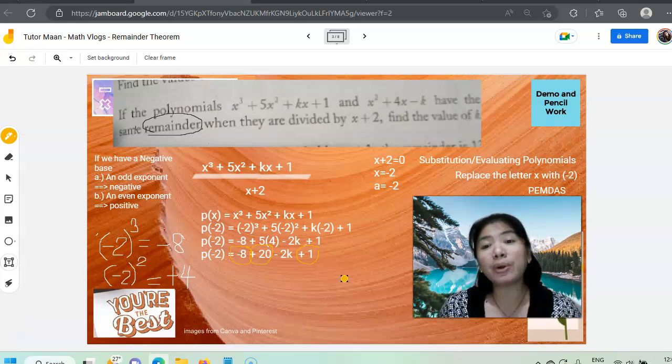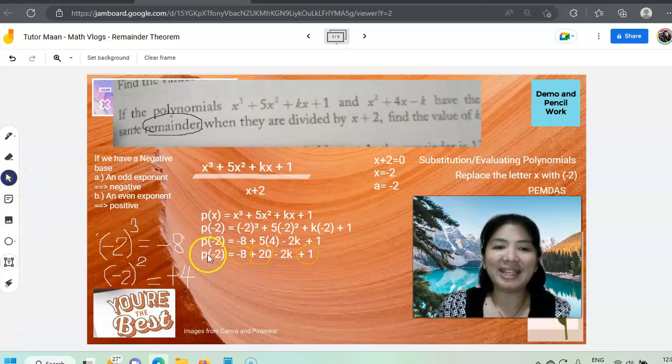So, let's review our operations on integers. Those are unlike terms. So we are going to subtract the numbers and then copy the sign of the bigger number. So, let's subtract 20 and 8. Take away 8 from 20. That's 12. And what is the sign of the bigger number? 20 being the bigger number, it's positive. So, negative 8, positive 20 is positive 12. Then positive 12, positive 1 is positive 13.